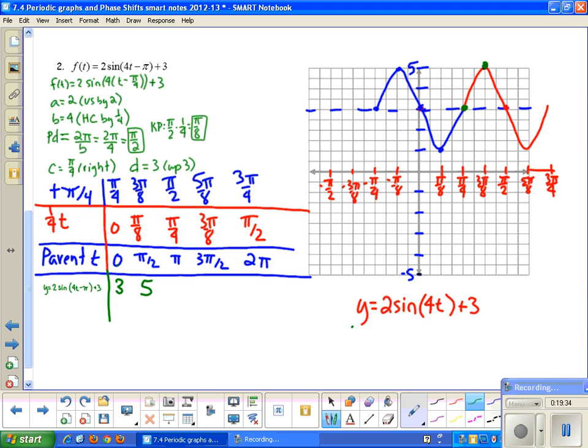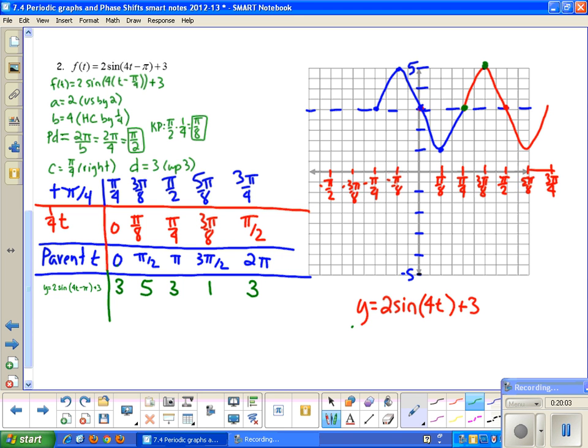When I plug in pi over 2 into my equation, times 4, and then minus pi, I end up with pi, so the sine of pi is equal to 0. 0 times 2 would give me 0 plus 3, so this is 3 here. And then when I plug in 5 pi over 8 times 4 minus pi, I get 3 pi over 2. The sine of 3 pi over 2 is negative 1, times 2 would be negative 2, plus 3 would be 1. And then this one right here would end up being 3.